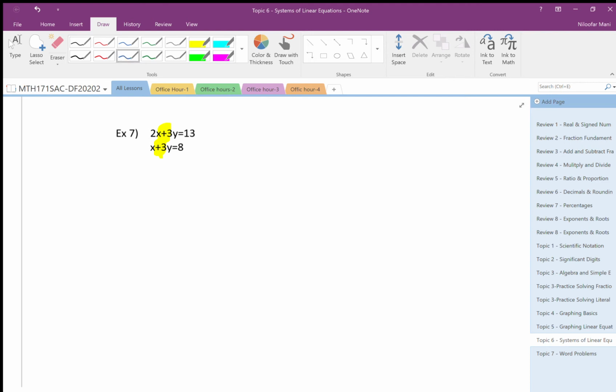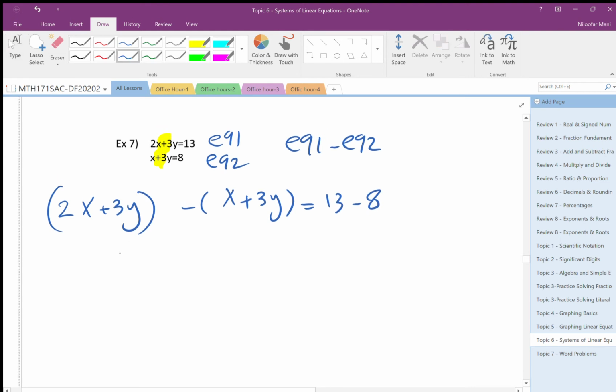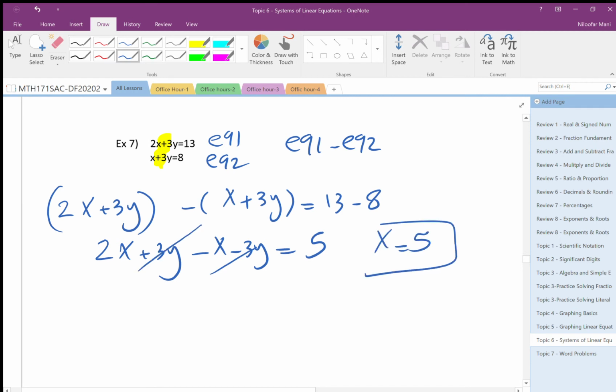Okay, that's correct. So you do 2x plus 3y, which is equation 1, minus equation 2, x plus 3y, equal 13 minus 8. So you have 2x plus 3y minus x minus 3y equal 5, and this one and this one cancel, so x is 5. Oh, perfect. I found my answer. So this is totally correct.